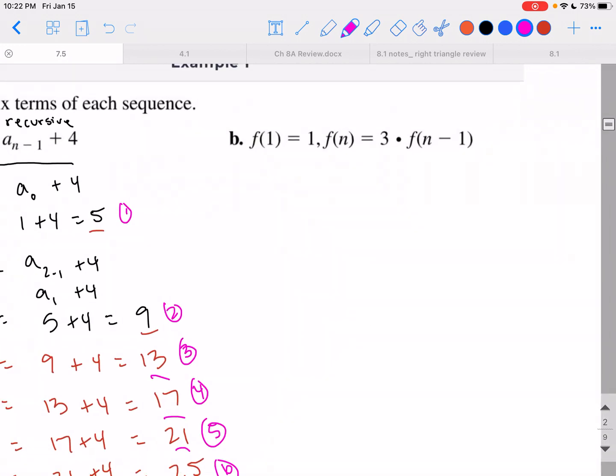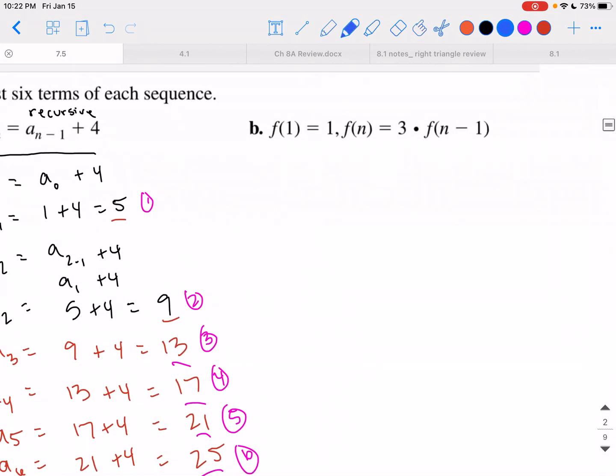Okay, on B here, this is a geometric sequence. This one up here we add 4 each time. That was arithmetic. But geometric, we're multiplying 3 times f of n minus 1. And it gives us f of 1 is equal to 1. So I already know 1 is our first term. If I want to find f of 2, then I'll have 3 multiplied by f of 2 minus 1, which is really just f of 1. So 3 multiplied by 1. So f of 2 is 3.